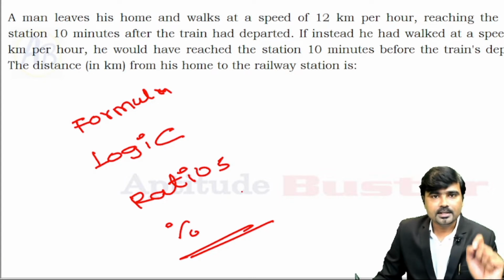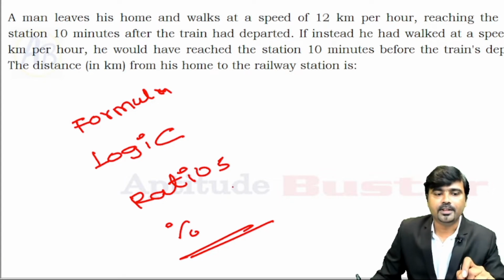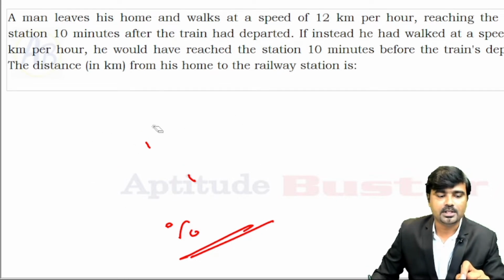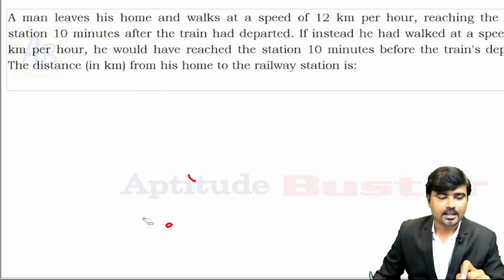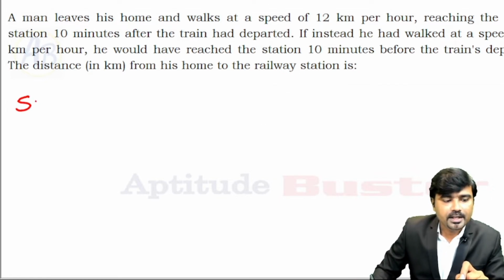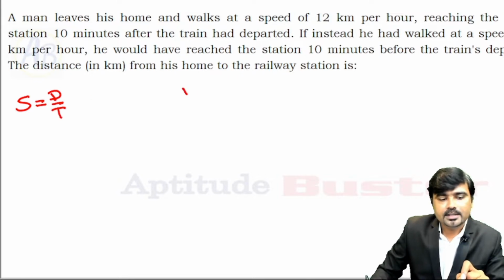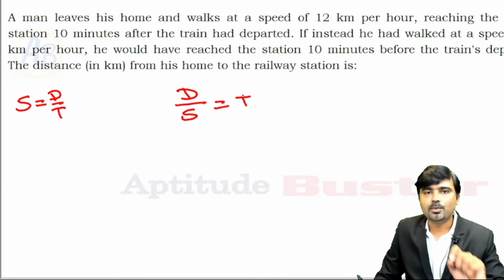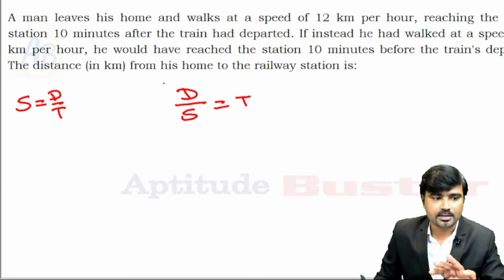Okay, listen carefully till the end of the video, then you can understand how to find out the answer for these kinds of questions in split seconds. The first one, the formula method. Everyone knows the speed is equal to distance divided by time, or distance divided by speed is equal to time taken t. This is the only formula in time, speed and distance.